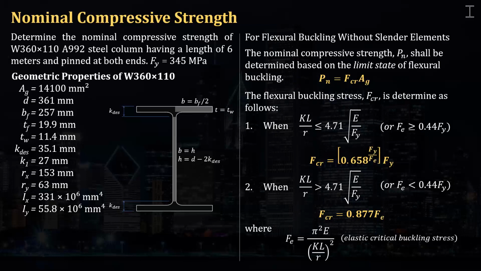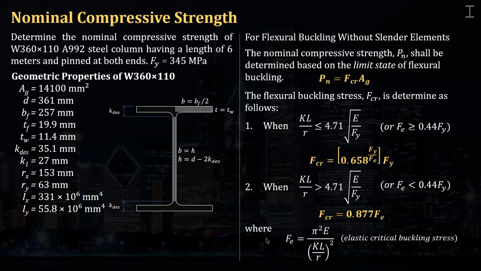When KL over r, or the slenderness ratio, exceeds 4.71 square root of E over Fy, or when the Euler buckling stress is less than 0.44 of Fy, then we must use 0.877 Fe. Or, if the ratio of Fy over Fe is less than 2.25, then we're going to use this. If the ratio of Fy over Fe exceeds 2.25, then we're going to use this.